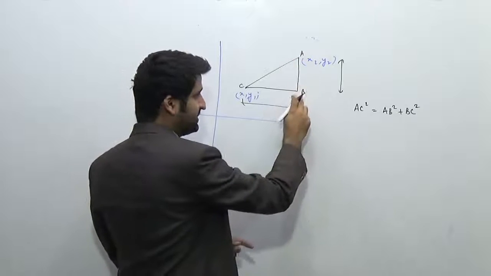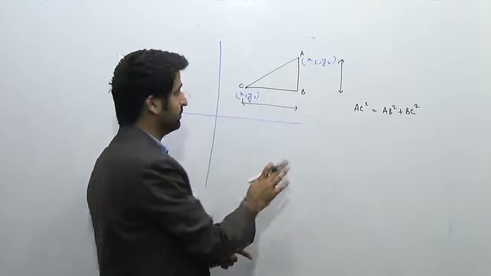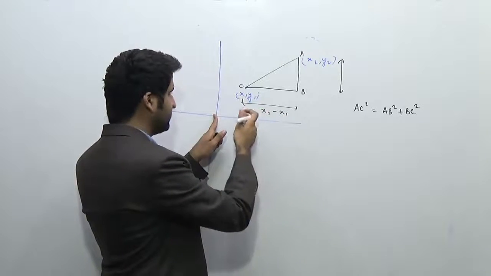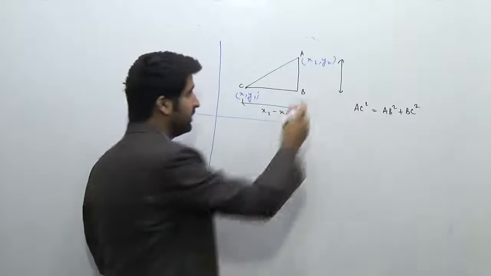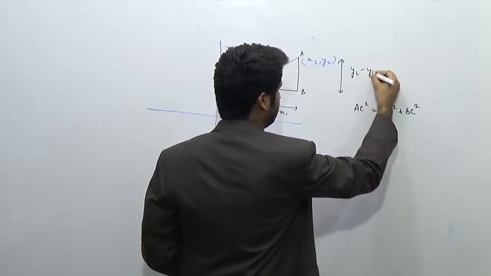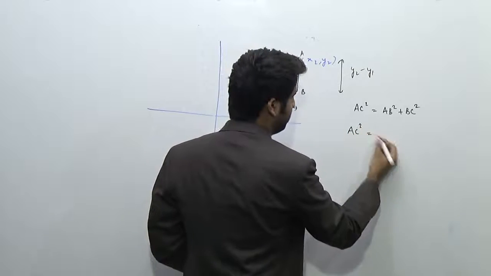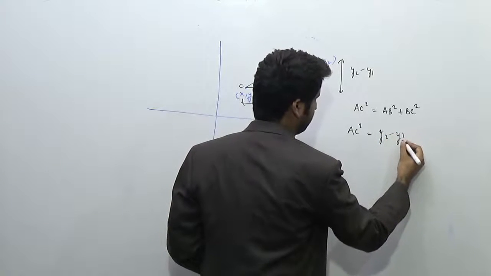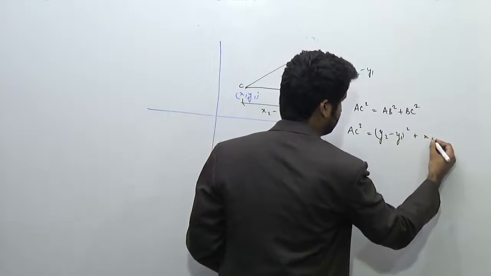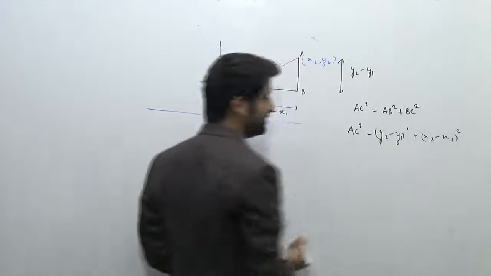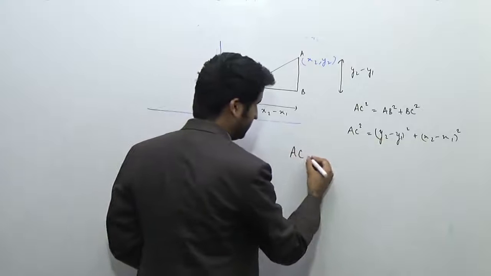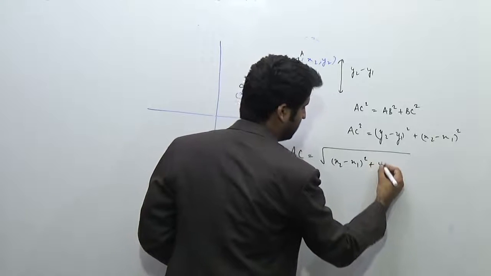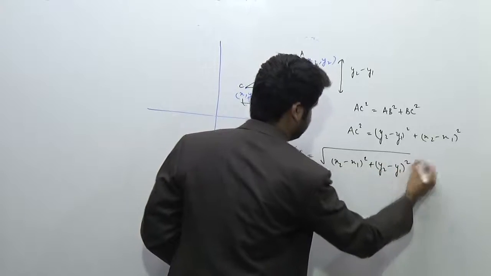Now the abscissa of this point B will also be x2. So this distance will be equal to x2 minus x1, because this whole distance is x2 and this part is x1. Similarly, this is y2 minus y1. So AC square will be equal to y2 minus y1 whole square plus x2 minus x1 whole square. So we can say that AC is equal to under root of x2 minus x1 whole square plus y2 minus y1 whole square.